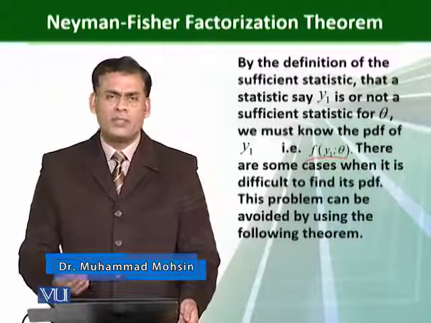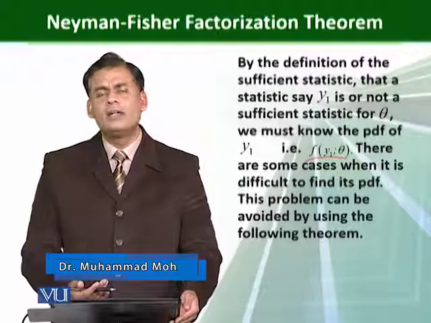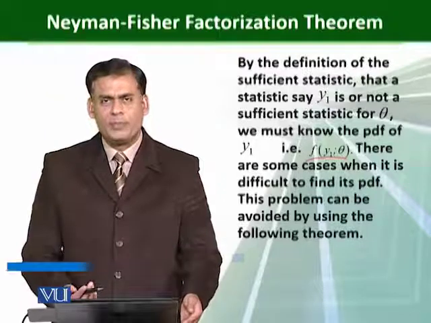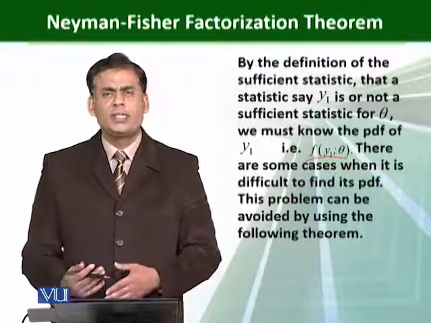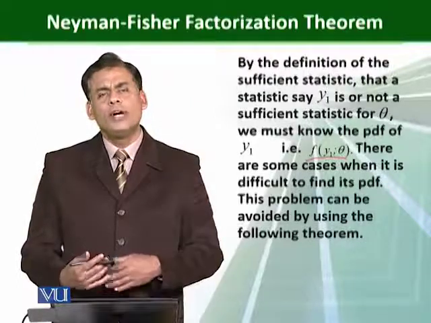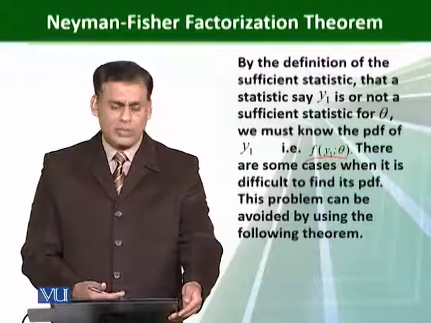For the sufficient statistic that we are using, finding its PDF can sometimes become difficult for us. So then obviously we have to find out some other sufficient statistic. Then we find another way to find the sufficient statistic, and that way is given by the Neyman-Fisher factorization theorem.